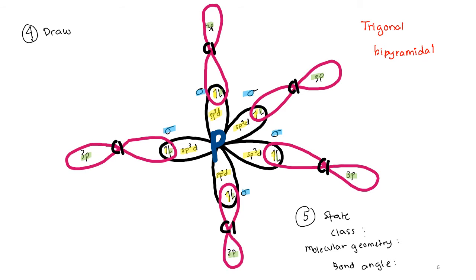And then state the class. Based on the drawing here, it should be AB5 because there are no lone pairs. And the geometry will be the same, trigonal bipyramidal. And the bond angles will be 90 degree and 120 degree.